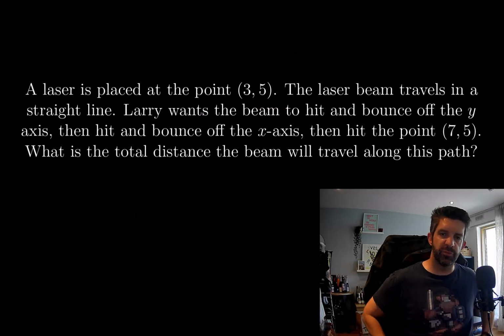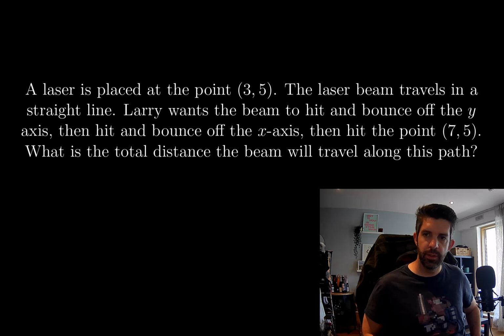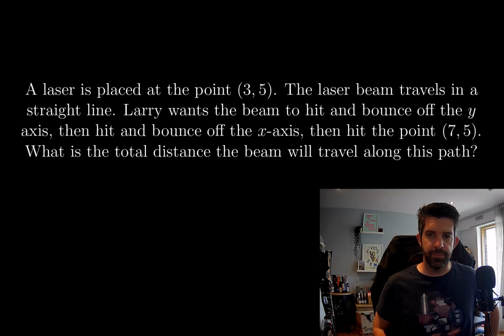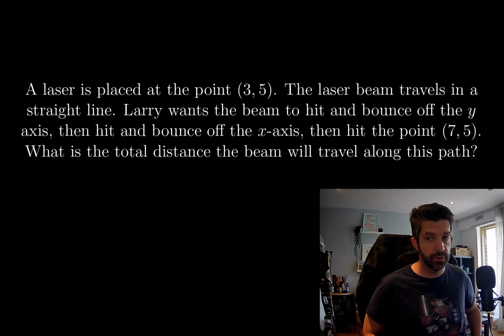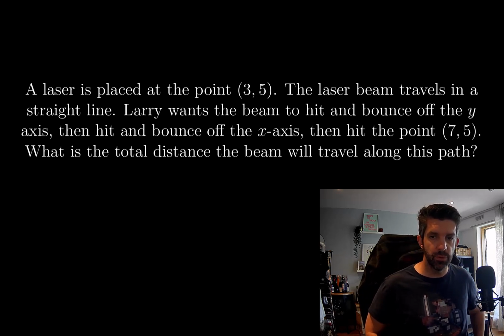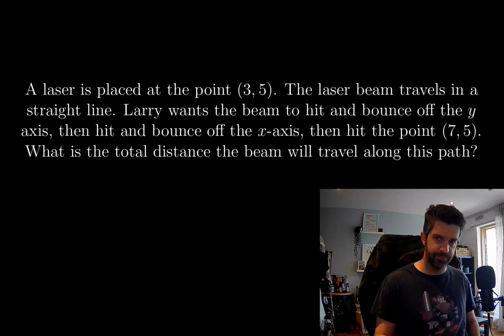A laser is placed at the point 3, 5. The laser beam travels in a straight line. Larry wants the beam to hit and bounce off the y-axis, then hit and bounce off the x-axis, then hit the point 7, 5. What is the total distance the beam will travel along this path? Interesting.